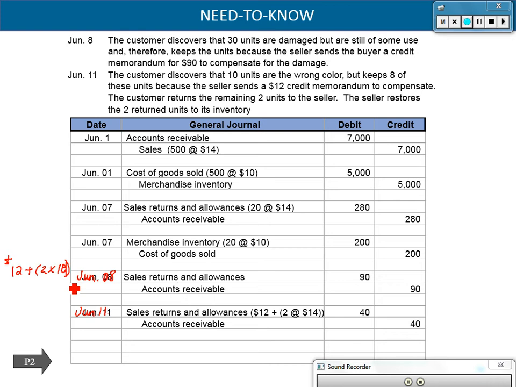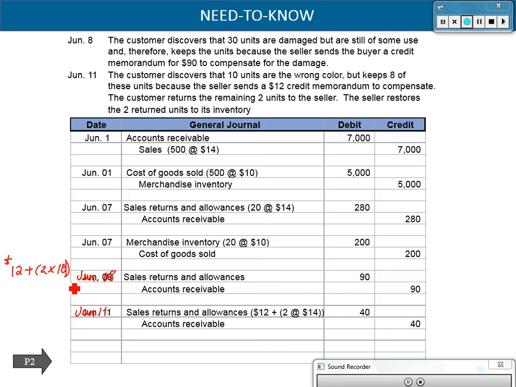Well, wouldn't the $12 credit deduct from the 28? The 2 times 14. Then in that case, we still have another entry to do, right? No. They didn't want you to record the credit memo. They were just telling you what it was. What they're concerned about you recording are the 2 units that were also returned back. So 2 times 14, the 28, right?